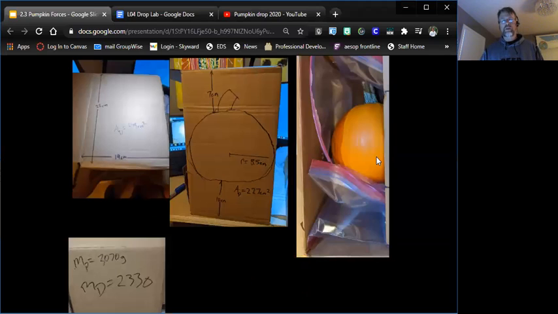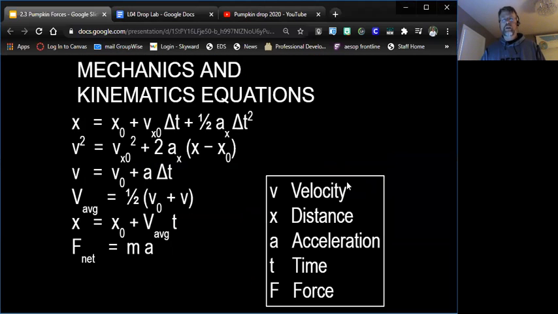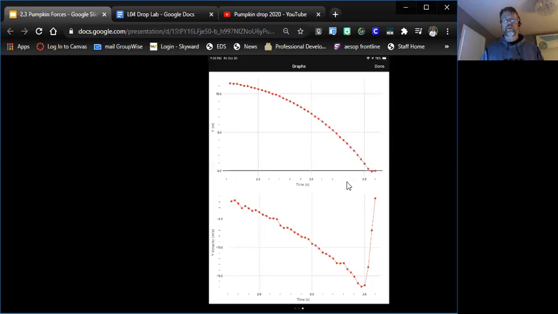Okay, so I had two different pumpkins I dropped from the top of Skyview, and you can see that on the neighboring video. With this, I had all the measurements, and this is the one we're going to be using for our measurements here today. Remember, we still have all the same choices we've always had for our equations as we go through these calculations.